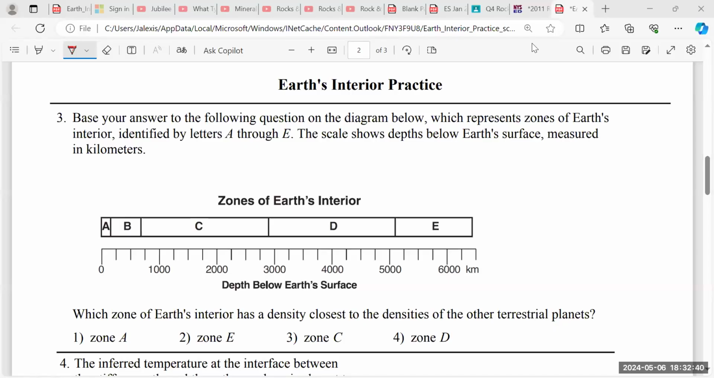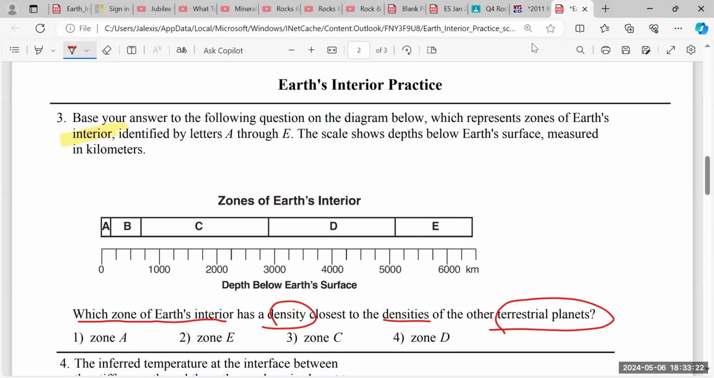All right, number 3. Base your answer to the following question on the diagram below, which represents zones of Earth's interior identified by letters A through E. The scale shows depths below Earth's surface measured in kilometers. Now the question says, which zone of Earth's interior has a density closest to the densities of the other terrestrial planets? So we first have to start off and identify what a terrestrial planet is again.